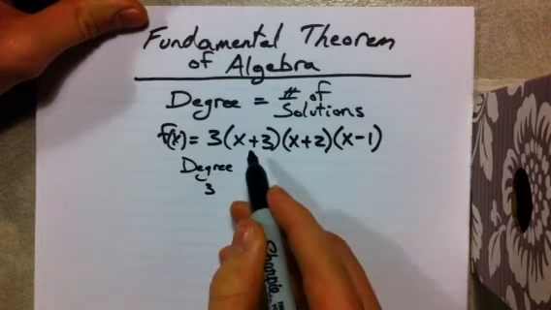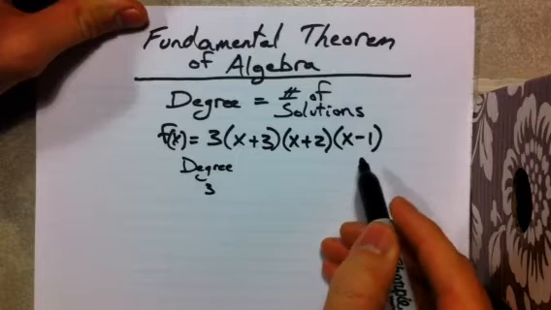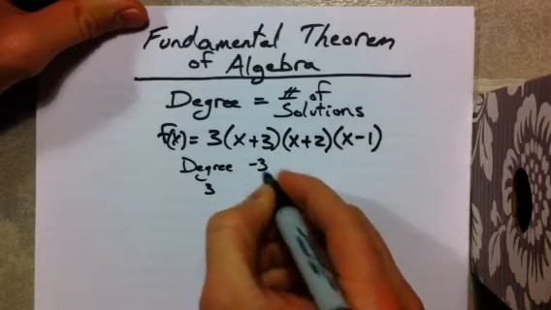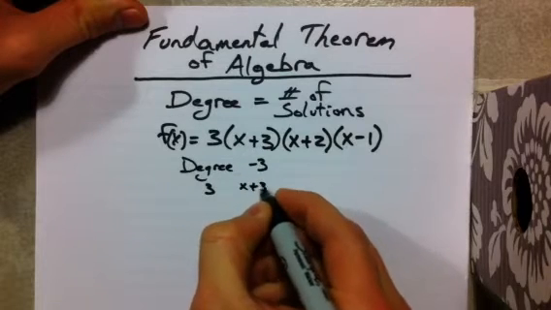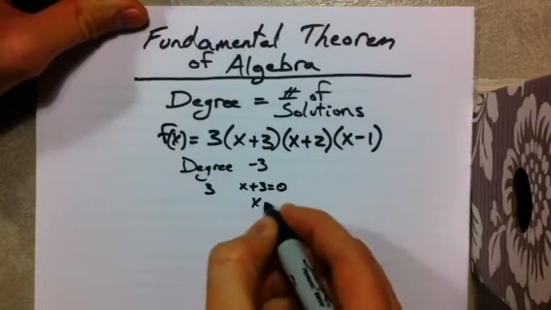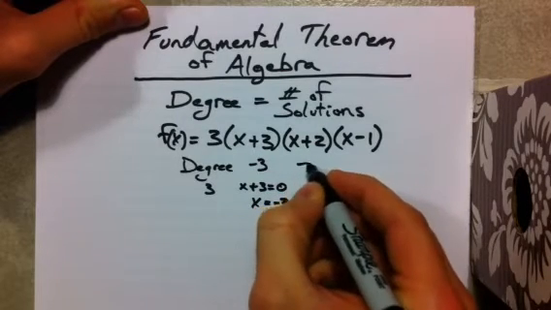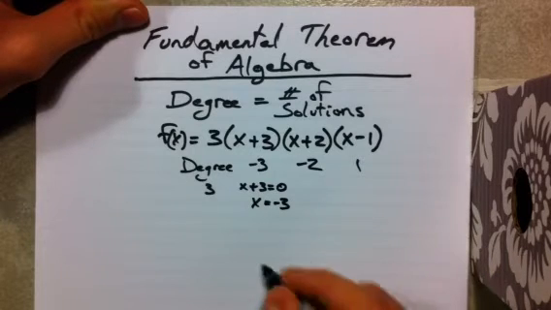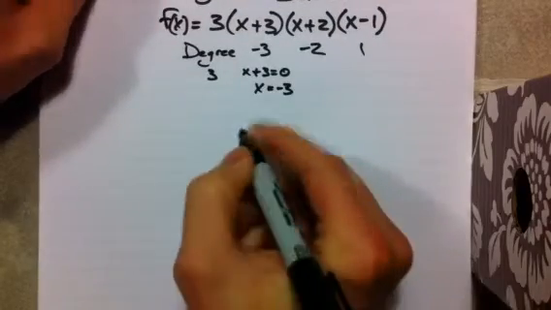Now, we also notice that when it's in factored form, these factors are really useful to us, because if x plus 3 is a factor, we know that negative 3 is an x-intercept, because x plus 3 equals 0, so x equals negative 3 is a root. Negative 2 is also a root, and 1 is also a root. And so what we noticed was how those were connected to the graph.